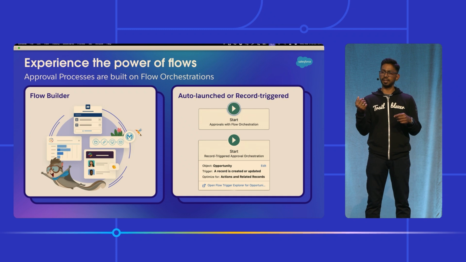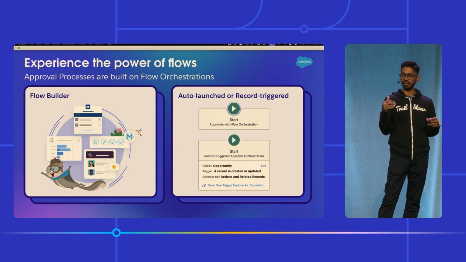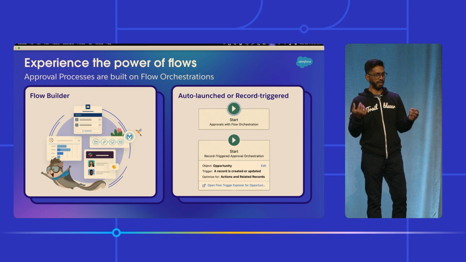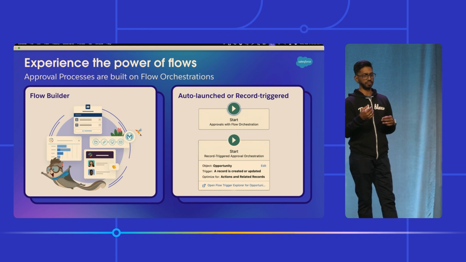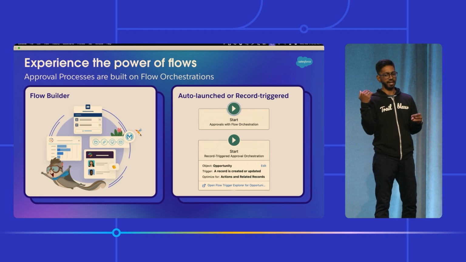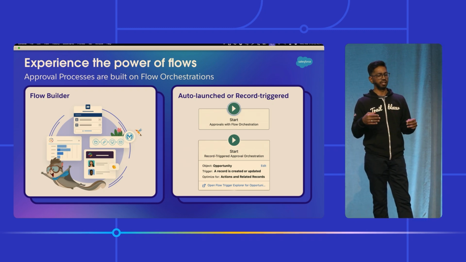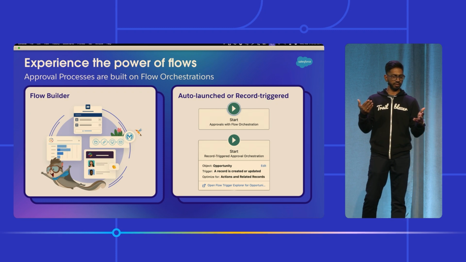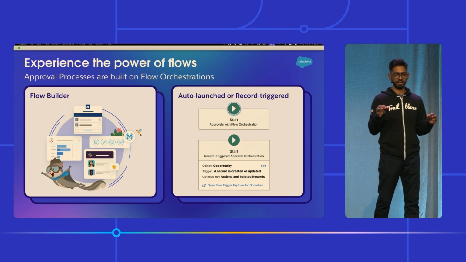Unlike the older classic approvals, you can also have an auto-launched approval, which means you can launch it using a click of a button, launch it from Apex. You can also launch it from API. And the record-triggered approvals, you can launch it just like record-triggered flows. You can use an update or a create of record as a trigger, and that will kick off your approval process. You can define custom entry criteria to make it as per your needs for the business. So that'll help you launch the approval process the way you want.